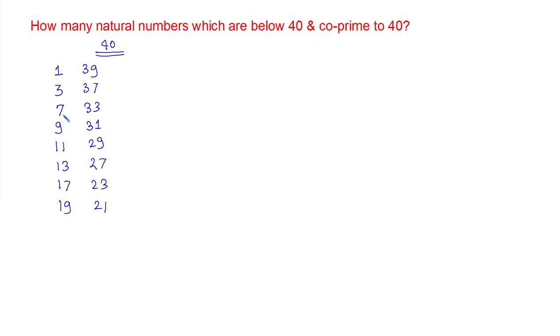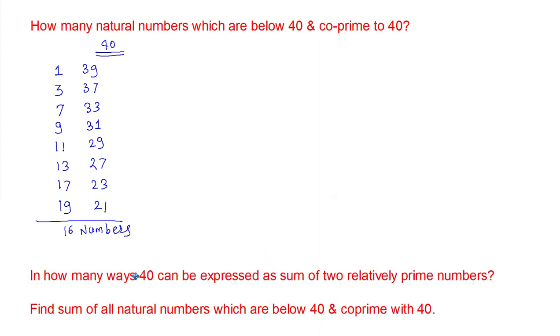And what is the count? Count is 8 and 8, total 16 numbers. So how many numbers are below 40 and co-prime with 40? These are the 16 numbers. Now there is a direct formula we'll show you later on. As of now, let's have a look at two more questions which are dependent on this calculation.